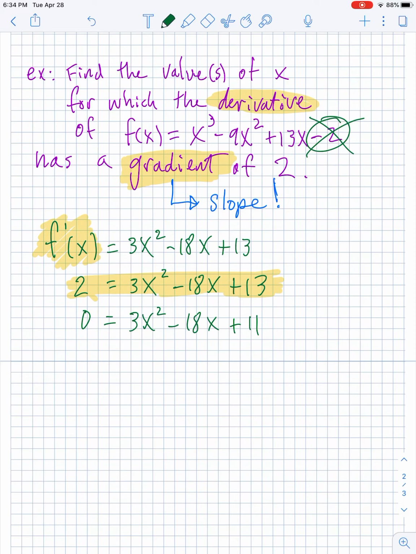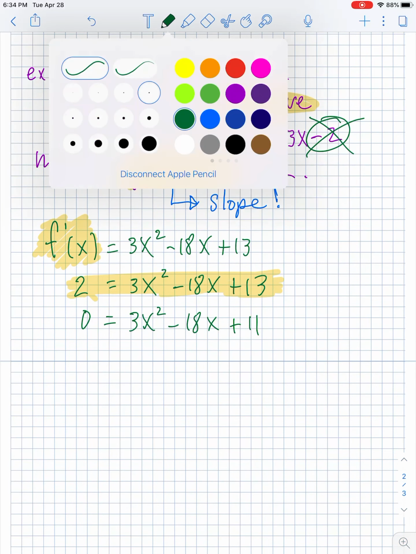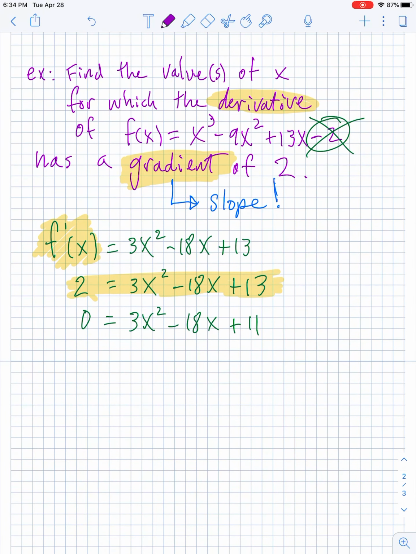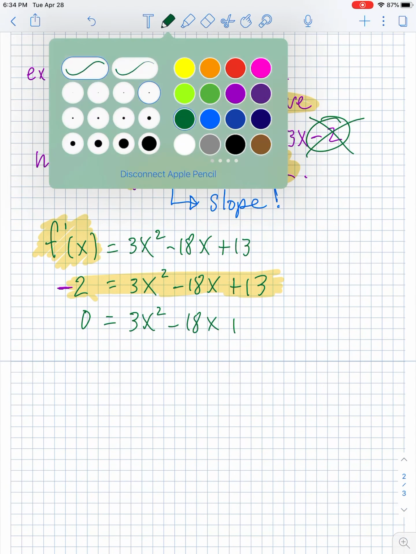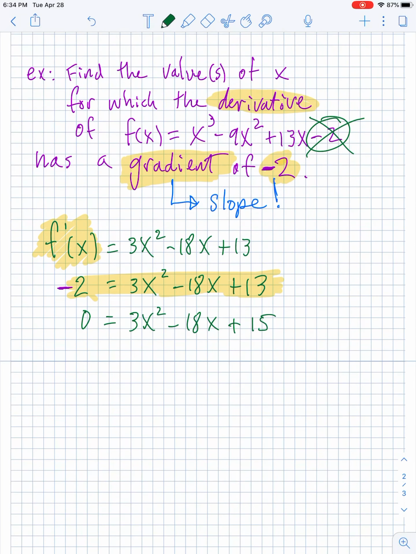Brutal. Really? What did I do wrong? Nope, I'm an idiot. Oh, no, wait. Are we going for 2 or negative 2? Oh, you guys, I goofed. This is going to get gnarly if I don't fix it. Back up here, I'll highlight it. This should have been a negative 2. So that means I need to change this to negative 2. And then if you add 2 to both sides, then this green thing would become plus 15. My bad. Sorry.